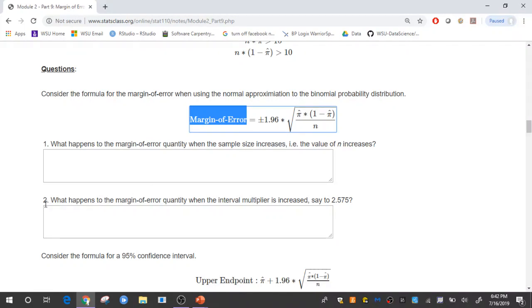Question number 2. What happens to the margin of error when I increase the interval multiplier? So if I used, say, 2.575, and this value would be coming from a 99% confidence interval instead of a 95% confidence interval. This value is provided in that table up above for a 99% confidence interval. If I were to use that in this formula, what that's going to do is increase the margin of error. It's going to make the margin of error slightly larger.